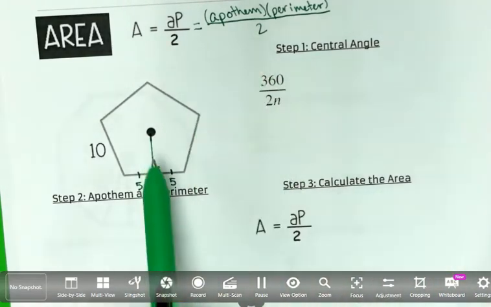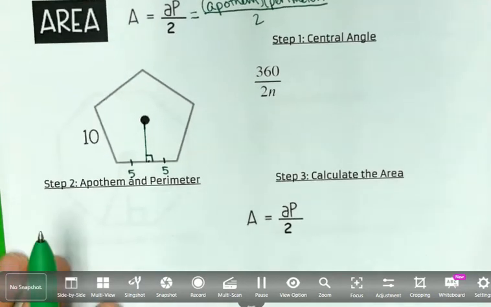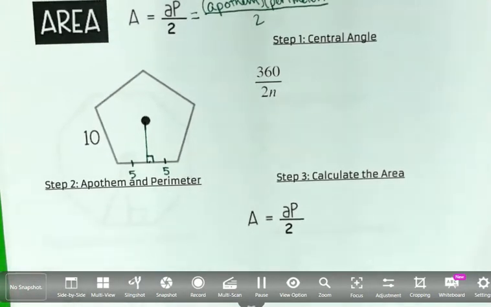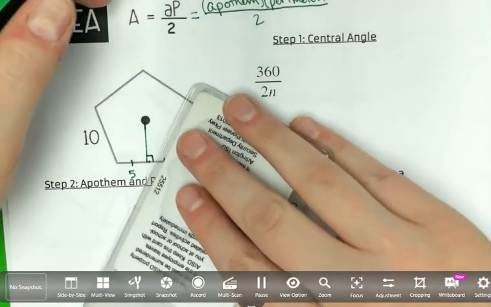To figure out this length, we're going to have to use this right angle. And we've been doing this for a long time in geometry. We've been using the Pythagorean theorem a lot, right? We've been using trig a lot. Well, we're going to use it again. We're going to use some trig to solve.